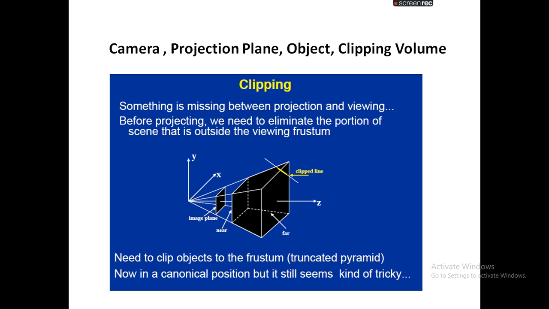After defining the position of the synthetic camera, I need to define the position of the projection plane or view plane. Please see the mouse pointer. I wrote image plane. Image plane means view plane, and view plane means projection plane. So after the synthetic camera, I placed the projection plane so that I can display the image on the projection plane. This is the second one I kept.